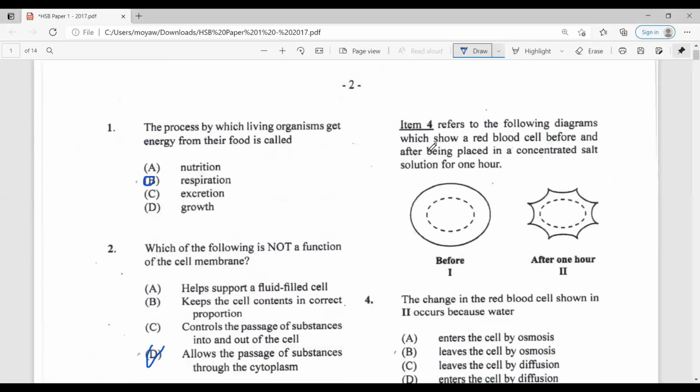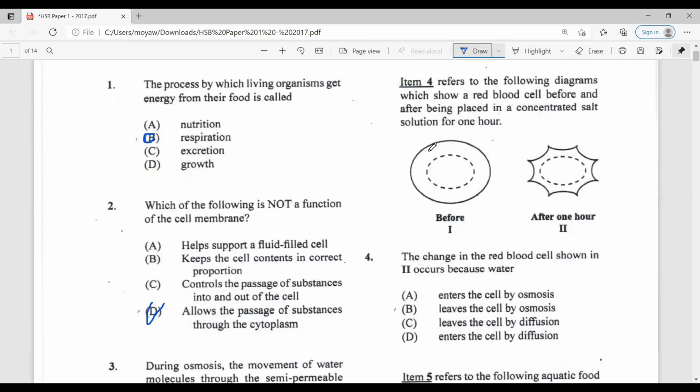Item 4 refers to the following diagram, which shows a red blood cell before and after being placed in a concentrated salt solution for 1 hour. The question: the change in the red blood cells shown occurs because water, A, enters the cell by osmosis, B, leaves the cell by osmosis, C, leaves the cell by diffusion, D, enters the cell by diffusion. The first thing, because they're talking about water being moved, is that diffusion is out of it. So C and D are out because water is moving. The next thing we have to decide is whether water enters the cell by osmosis or leaves the cell by osmosis?